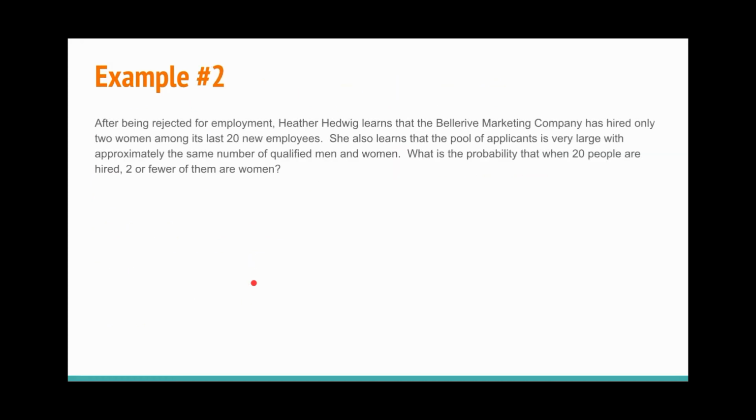Here's one more example. Suppose that someone has learned that a company to which they applied has only hired 2 women among its last 20 new hires. She learns that the pool of applicants is large and has approximately the same number of qualified men and women.